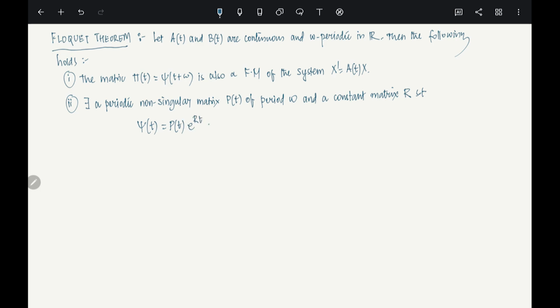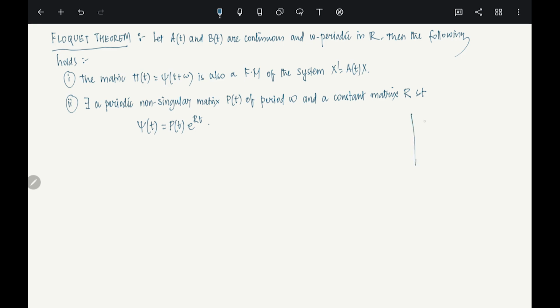Is this okay? So what we are saying is that you can actually break down the fundamental matrix. The first part, we need it for the second part, that's why we just wrote the first part; it's not very special. The second part is the special part. It says that any fundamental matrix phi of t, clear?